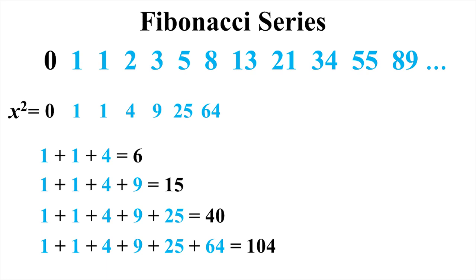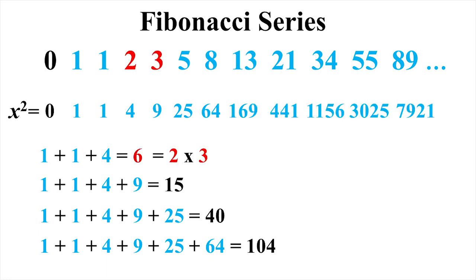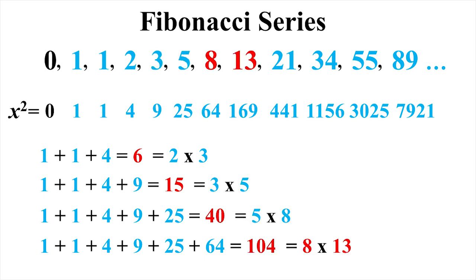Okay, so those new numbers that we just came up with, 6, 15, 40, 104, what's special about them? They are not Fibonacci numbers, but each one is a product of Fibonacci numbers. 6 is 2 times 3. 15 is 3 times 5. 40, 5 times 8. 104 is 8 times 13. You see the cool pattern there. Okay?